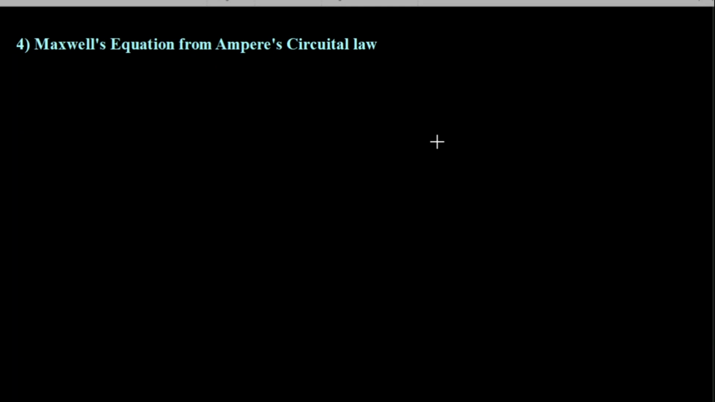Welcome. The next variant of Maxwell equation is to be derived from Ampere circuital law. So we already know what is Ampere circuital law, right? The point form of Ampere circuital law is given by curl of H is equal to current density, that is J. This is the point form of Ampere circuital law, which we have already derived while explaining curl of magnetic field. So curl of H equal to J.